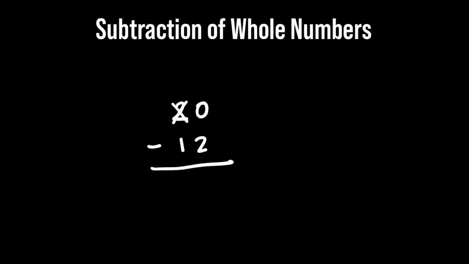So let's take the 2, and we're borrowing a 1, so it would turn into a 1. 2 minus 1 is 1. And the other 1 can go in this column here. We have 10 now. So 10 minus 2 is 8, and 1 minus 1 is 0. So our answer is 8, which is correct. 20 minus 12 is 8.